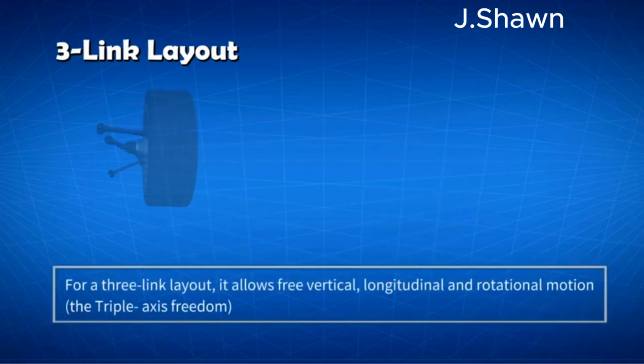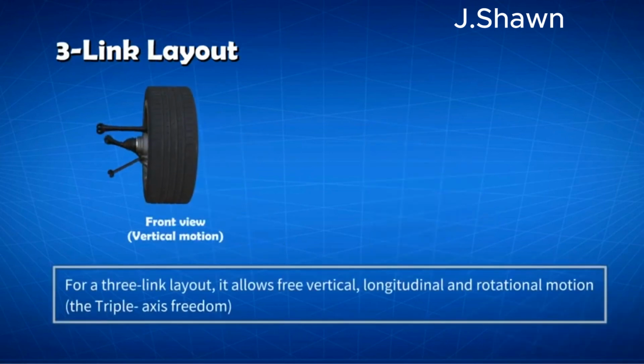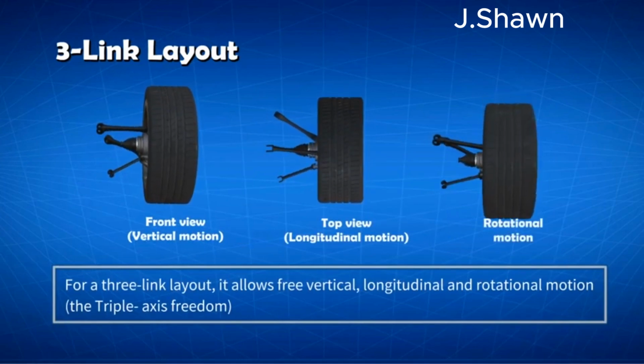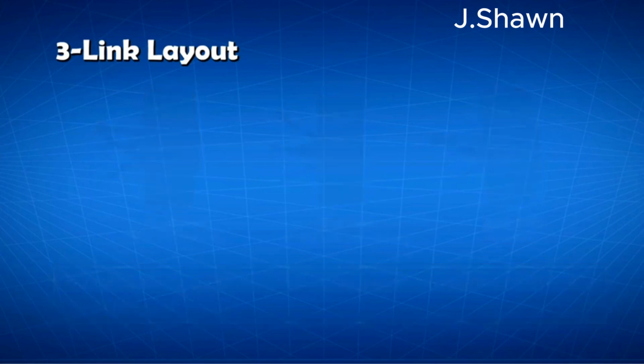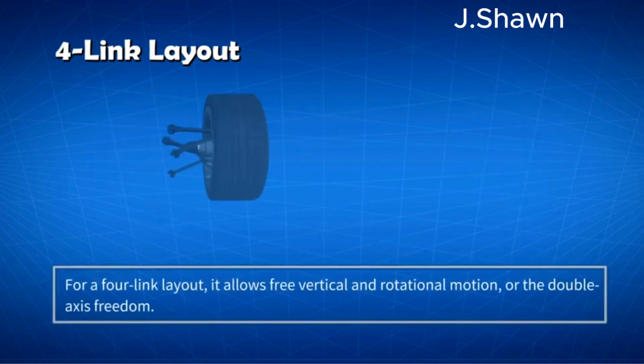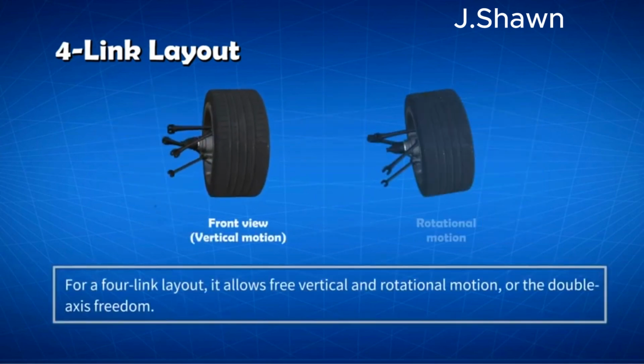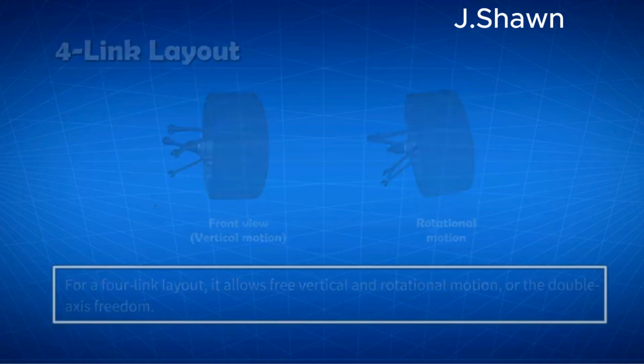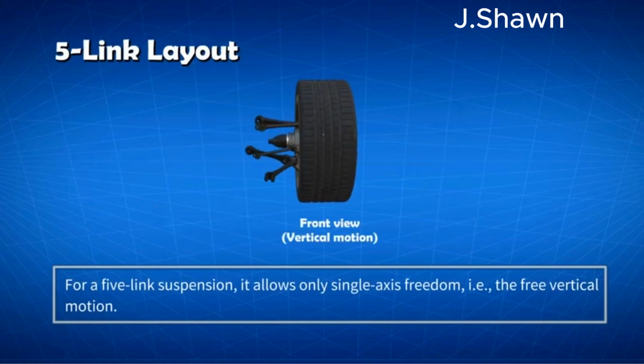For a 3-link layout, it allows free vertical, longitudinal and rotational motion, or what we call triple axis freedom. For a 4-link layout, it allows free vertical and rotational motion, or double axis freedom. For a 5-link suspension, it allows only single axis freedom, the free vertical motion.